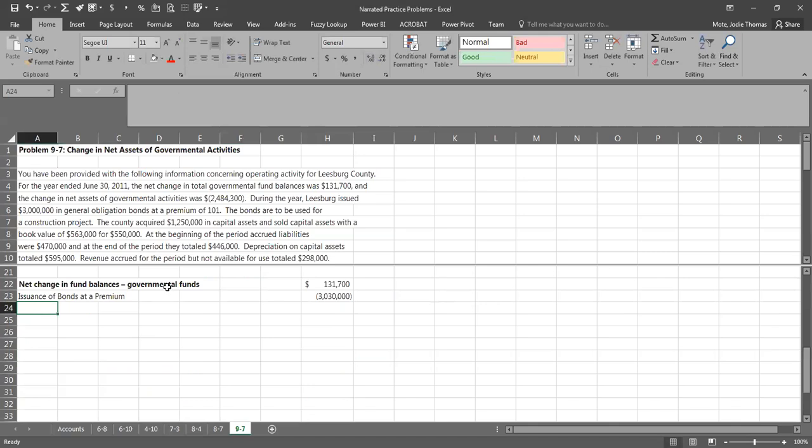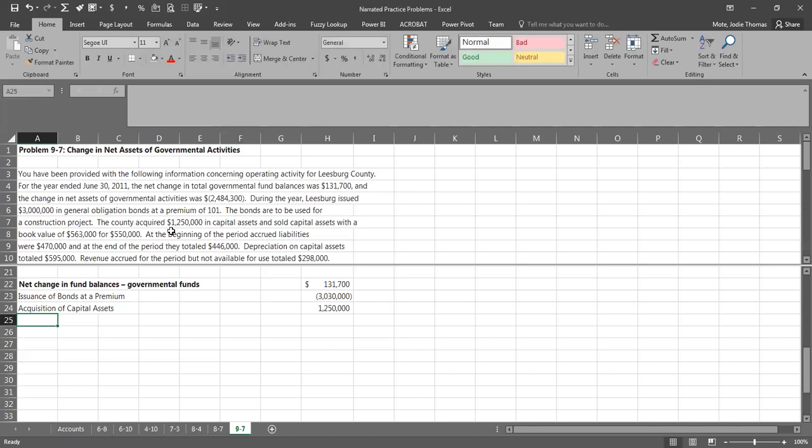The problem also mentioned the acquisition of capital assets of 1.25 million. Again, that's an expense or an outflow on the governmental fund side. So that's going to be an add back in this reconciliation, because again, it was an expense on the governmental fund side, and it should be capitalized for the governmental activities.